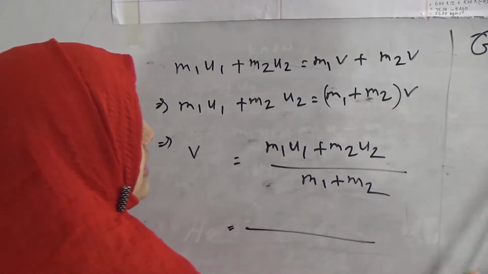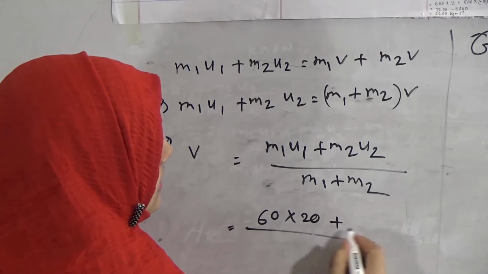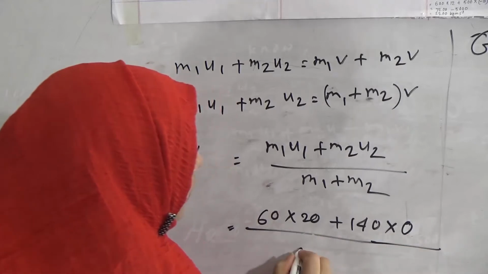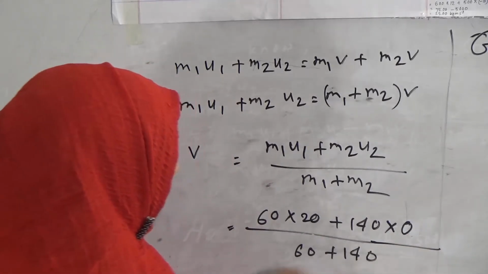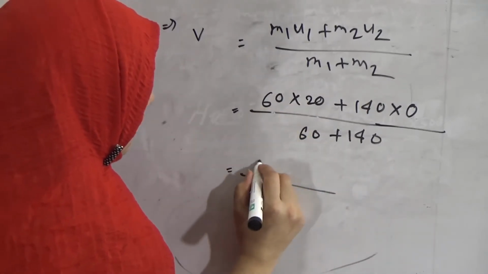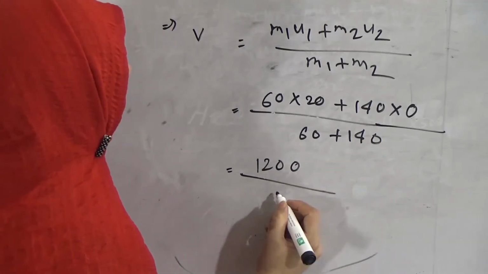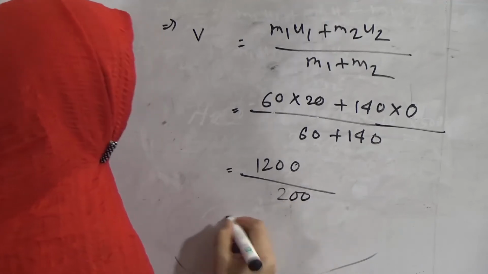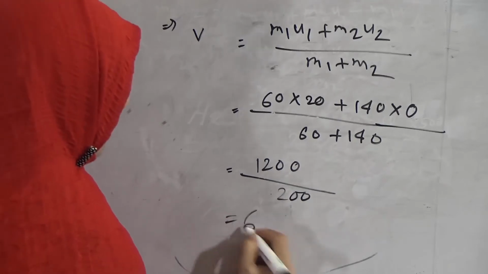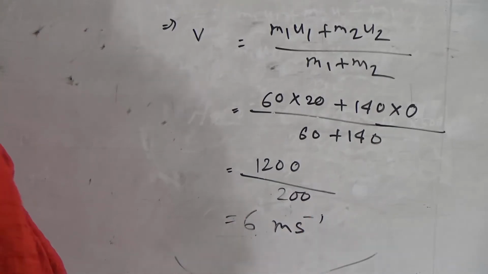Now put the values: m1 is 60 into u1 is 20, plus m2 is 140 kg into u2 is 0, divided by m1 plus m2, 60 plus 140. So this part is 0, 60 into 20 is 1200, and 60 plus 140 is 200. So 1200 divided by 200 is 6. So the combined velocity of this object is 6 meter per second.